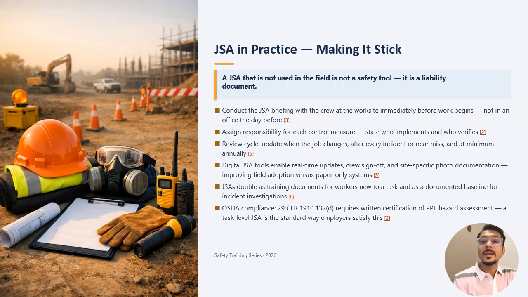JSA in practice: making it stick. A JSA that is not used in the field is not a safety tool, it is a liability document. Conduct a JSA briefing with the crew at the worksite immediately before the work begins, not in the office the day before. Assign responsibility for each control measure, stating who implements and who verifies. Review cycle: update when the job changes, after every incident or near miss, and at a minimum annually.